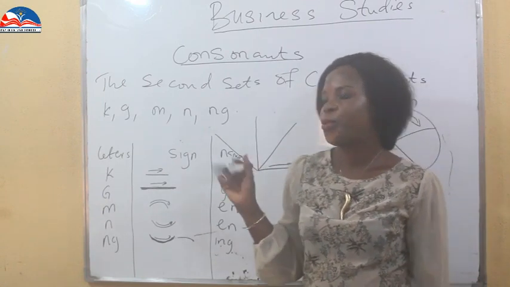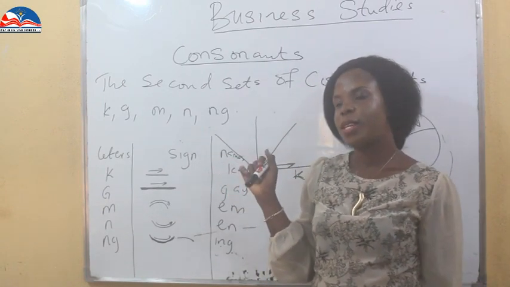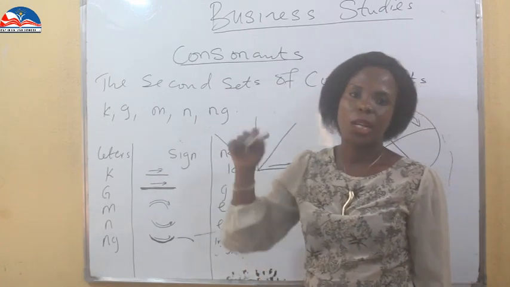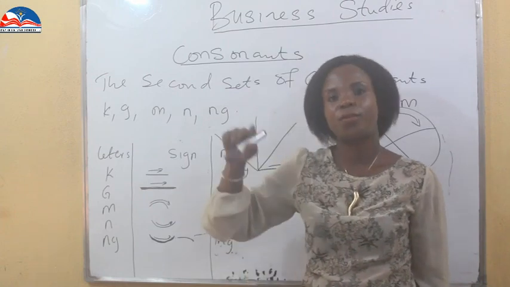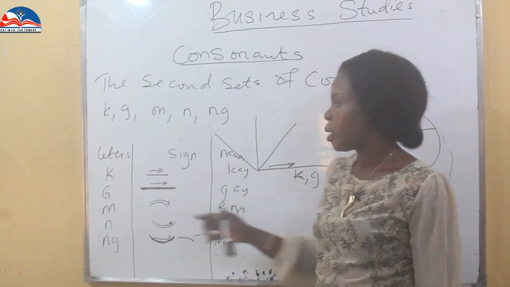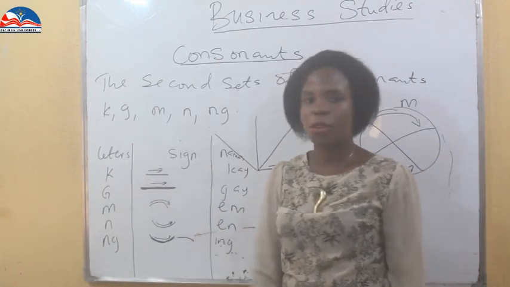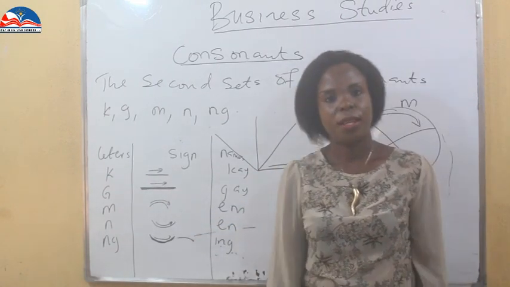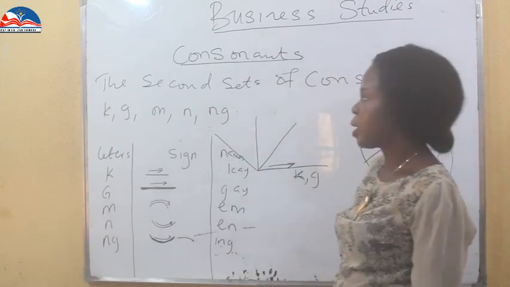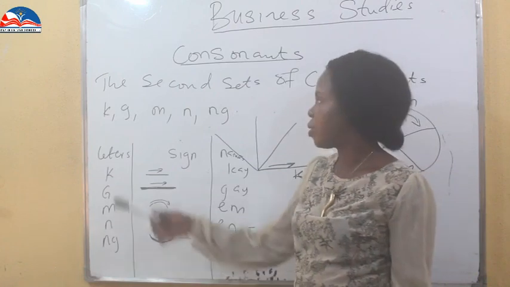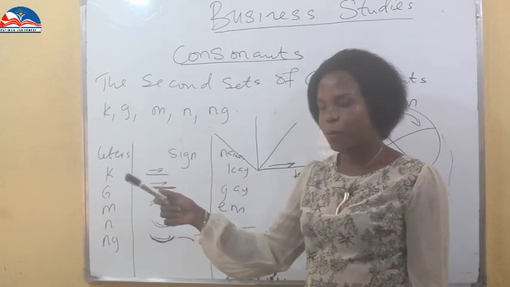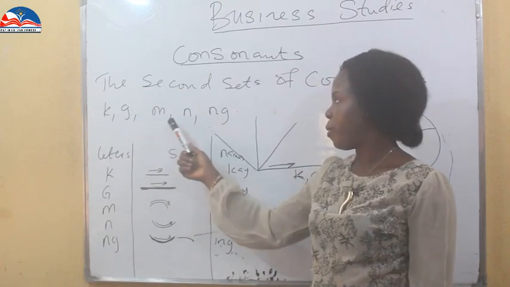Navigate through the channel, you will see that business study class where we took that shorthand class. It is the first set of consonants. Today we are taking the second set of consonants, 1, 2, 3, 4, 5. The other one was 6. This is 5. And this second set of consonants, let me read it literally in our normal alphabet: K, G, M, N, NG.